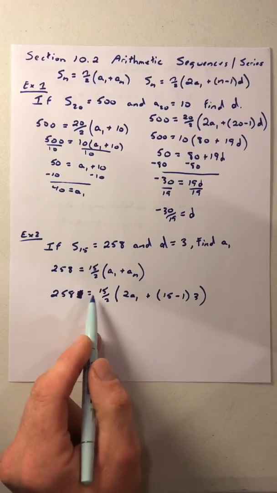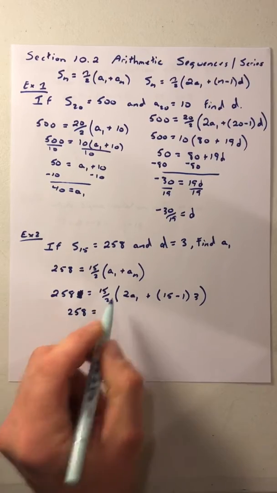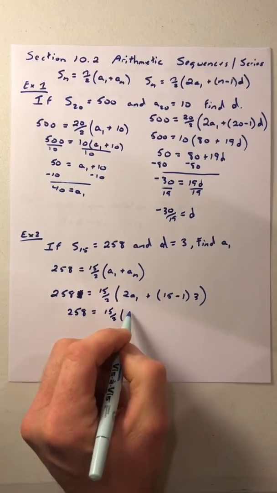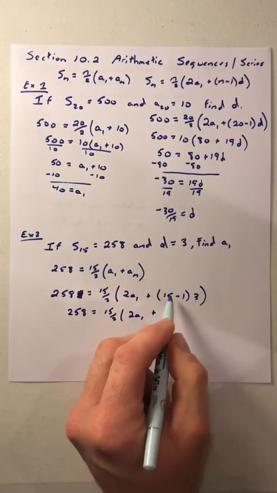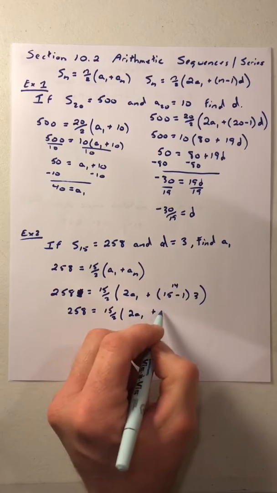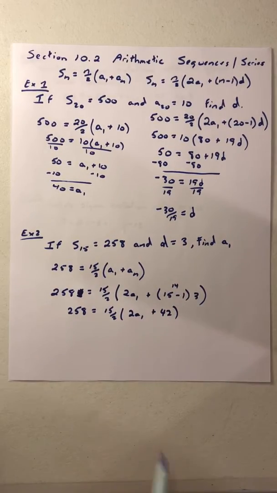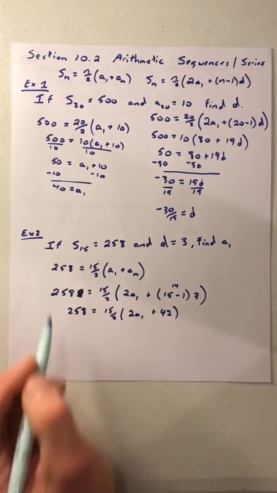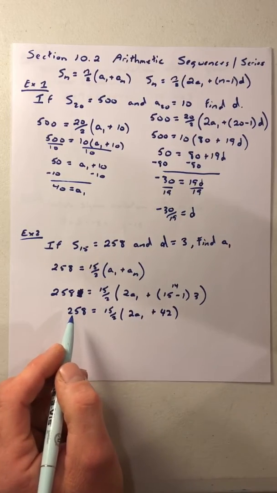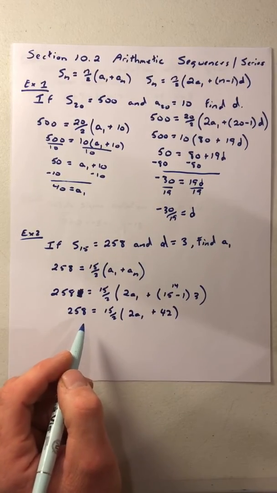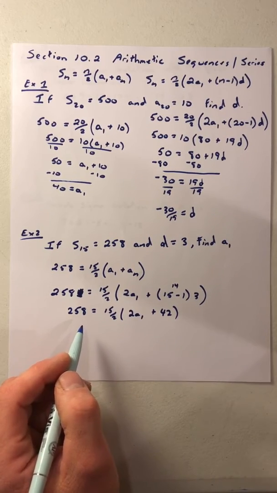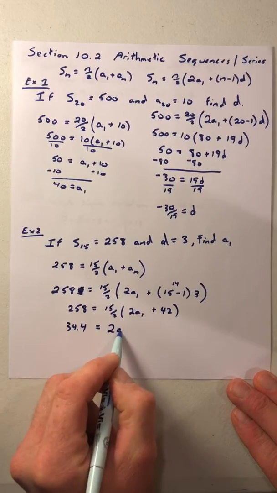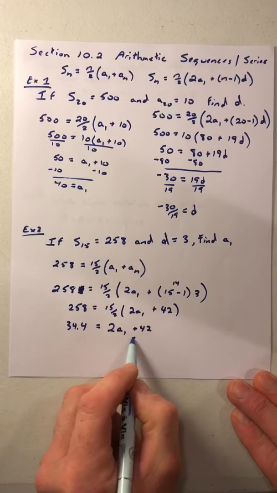So 258 is going to equal 15 divided by 2, which is 7.5, or we can leave it as 15 halves, times 2 a sub 1 plus, here we have 14 times 3, which gives us 42. Now I can solve for a sub 1. So I really don't need the first equation at all. I'm going to throw 258 in the calculator, multiply it by 2 and then divide by 15. That gives me 34.4, which equals 2 a sub 1 plus 42.